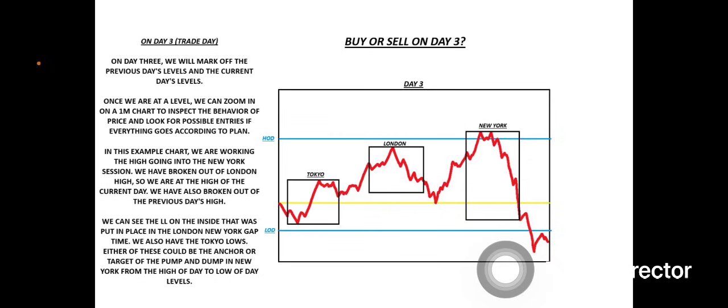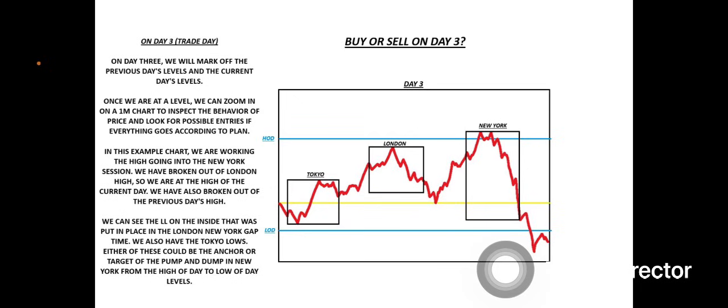In this example chart, we are working the high going into the New York session. We have broken out of the London high, so we are at the high of the current day, and we've also broken out of the previous day's high. We can see the lower low on the inside that was put in place in the London New York gap time, and we also have the Tokyo lows. Either of these could be the anchor or the target of the pump and dump in New York from the high of the day to the low of the day levels.